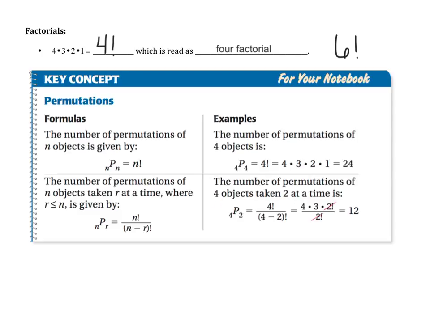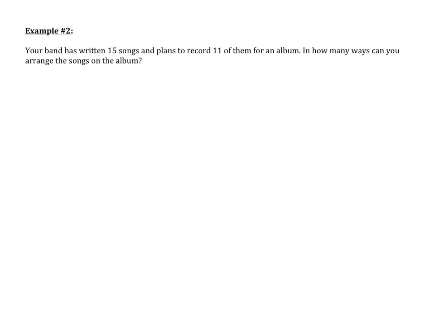Let's see an example of doing this. So here's example number 2. Your band has written 15 songs and plans to record 11 of them for an album. How many ways can you arrange the songs on the album? So we have 15 objects, taking them 11 at a time.